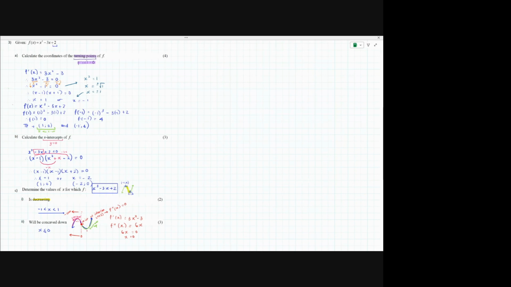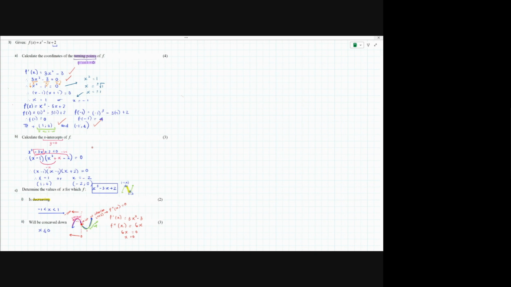All right. So in terms of the coordinates of your turning point, you are getting a mark. You're getting a mark for finding your first derivative and making your first derivative equal to 0. And then you're getting a mark for each of your turning point values. Obviously you do have to substitute back to get y.